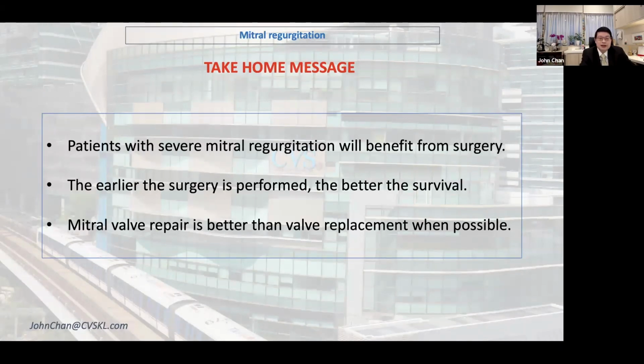But in cases due to what we call rheumatic heart disease, where the mitral valve is very diseased, is very fibrosed and narrowed, then we may need to replace the mitral valve in those cases.